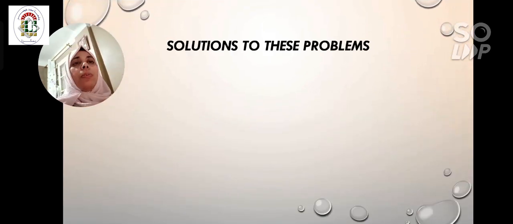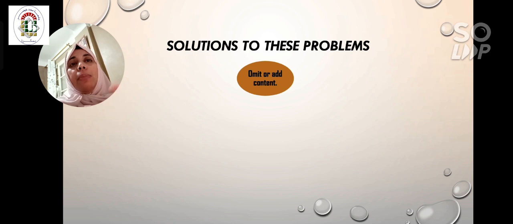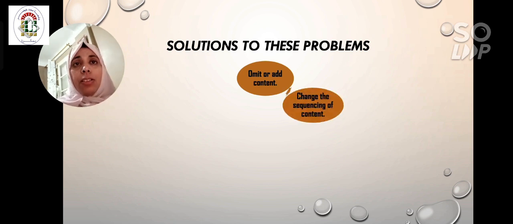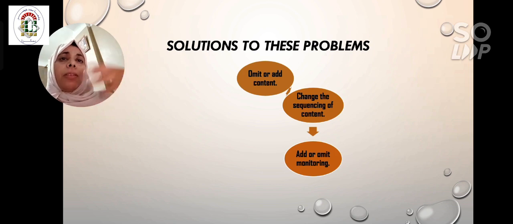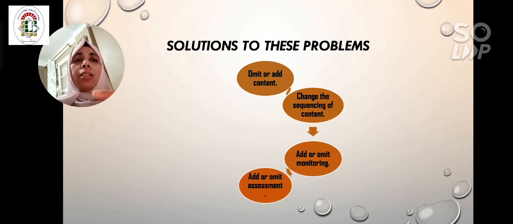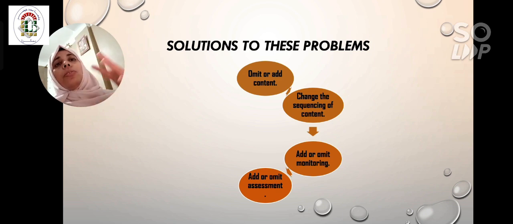The solutions to these problems can be the following. We omit or add contents. We can change the sequencing of contents, and we rearrange the contents. We can add or omit monitoring. So here I'm going to ask them to do activities by themselves. I can add or omit assessments in some cases. For example, instead of doing 2 tests or 3 tests, I'm going to do just 1 test.